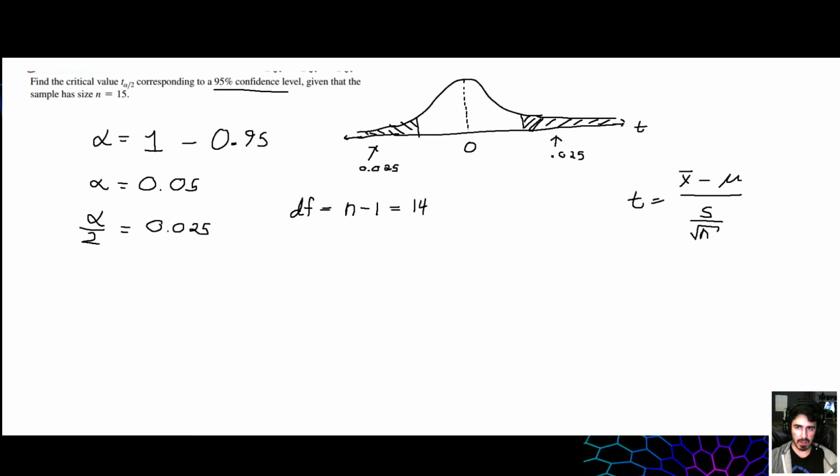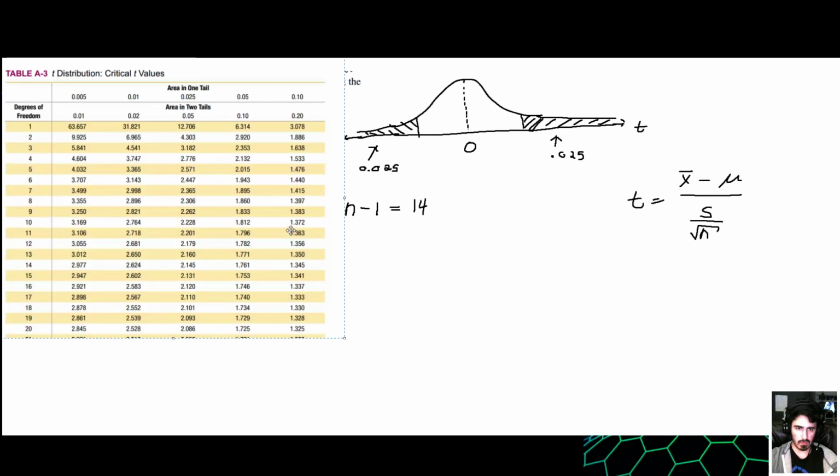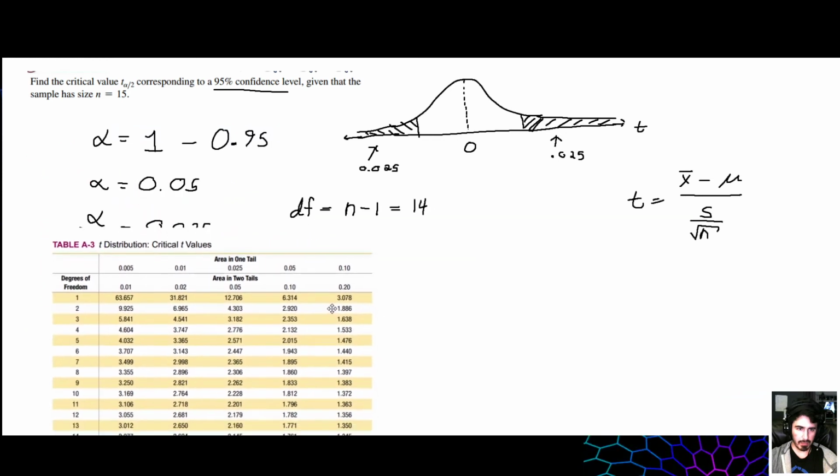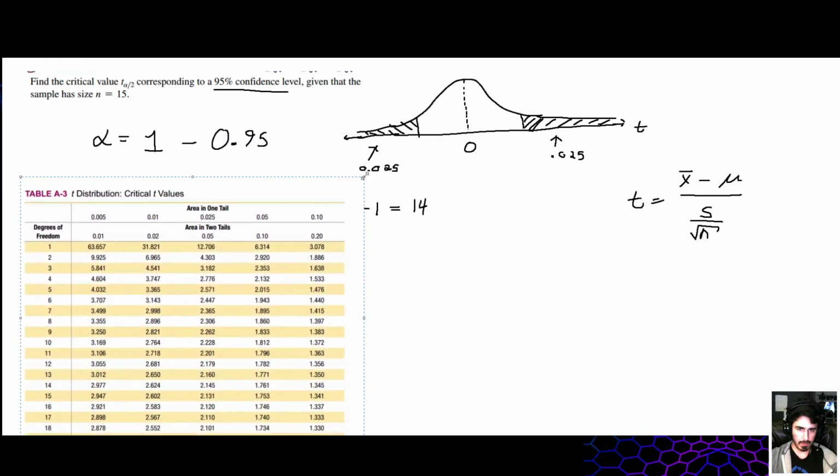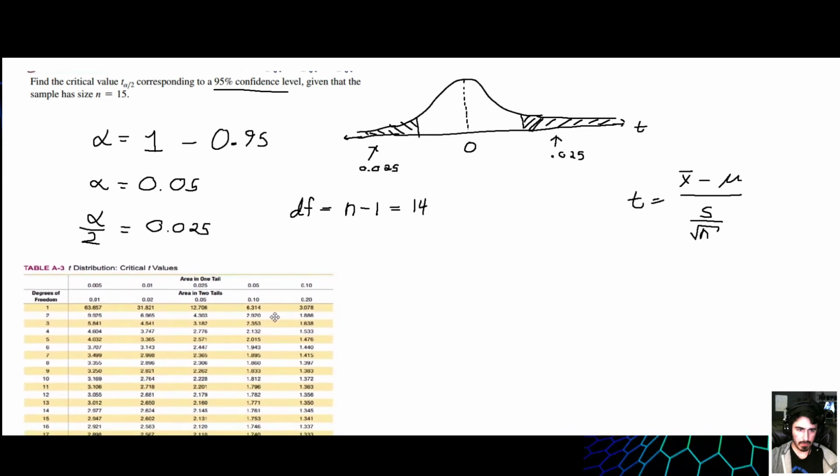Now that we have these two things, we can actually look up the value in a t-distribution or a critical t-table. So let's just pop that puppy in. And on the left side, we'll see that we have the degrees of freedom, and on the top, we'll see that we actually have the area in the two tails. And this is going to be our alpha value. So this one is going to correspond to alpha, and this is going to be alpha over 2.